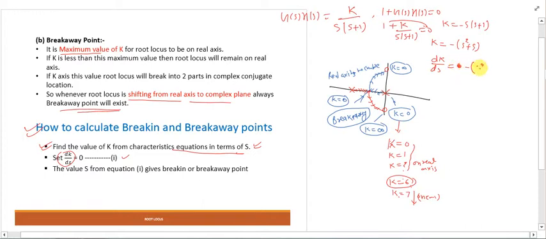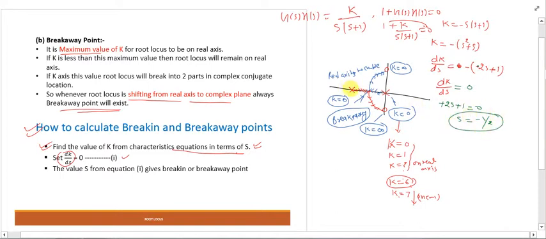Now minus 2s minus 1 is del k over del s, and set del k over del s equal to 0. That means minus 2s minus 1 is equal to 0, so s is equal to minus 1 by 2. So s is equal to minus 1 by 2 is the breakaway point.